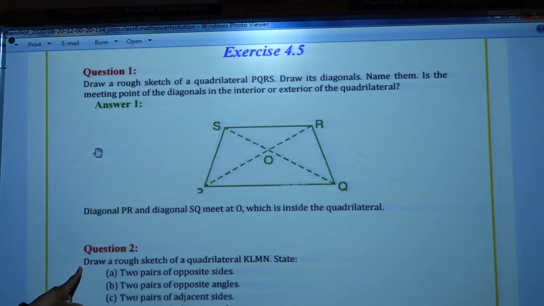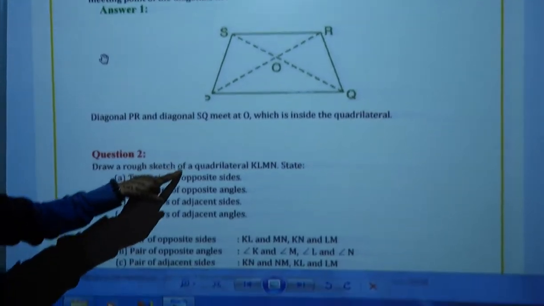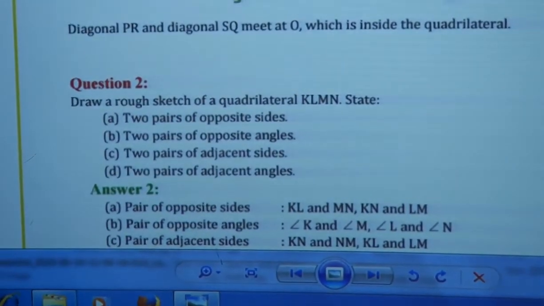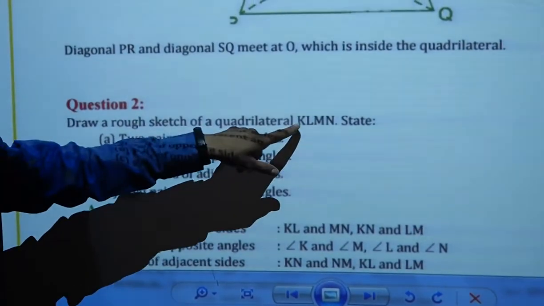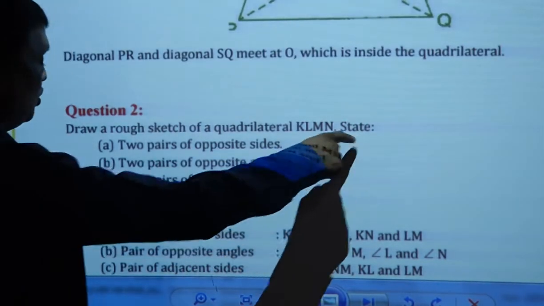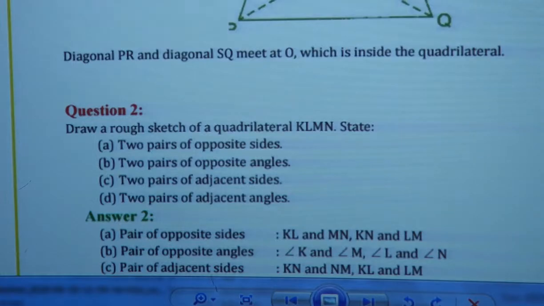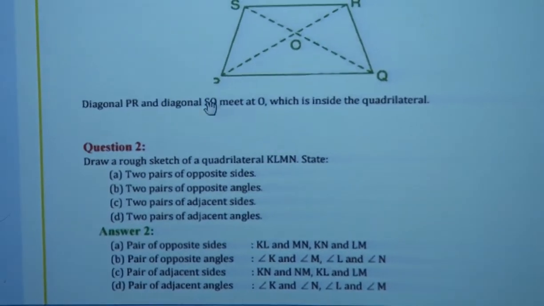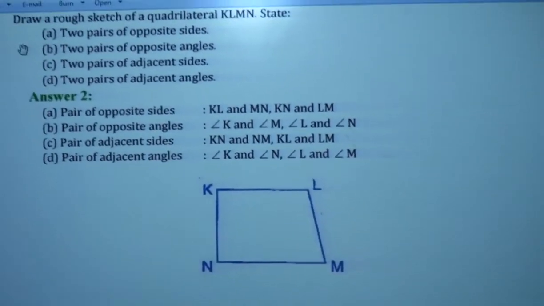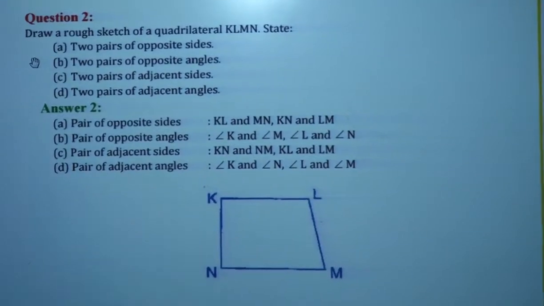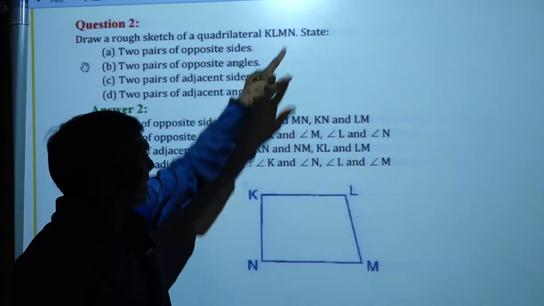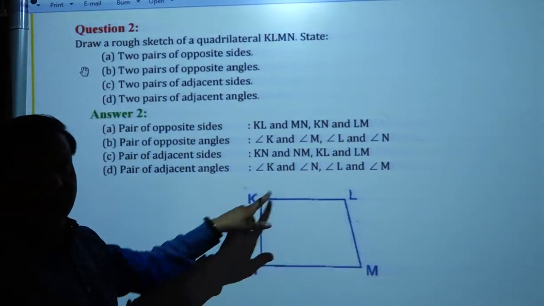Next question, question number 2. Draw a rough sketch of a quadrilateral KLMN. First, what do we have to do? We have to draw the rough sketch of a quadrilateral KLMN. After drawing that, what do you have to do? You have to state, you have to show. Now we will see the figure. So, draw a rough sketch. Here we draw the rough sketch KLMN. This figure we drew.